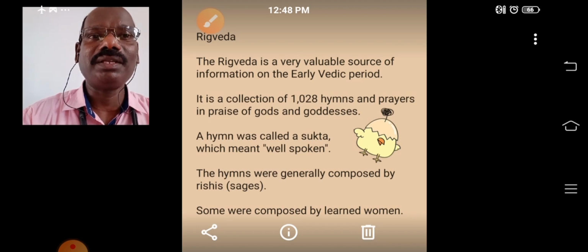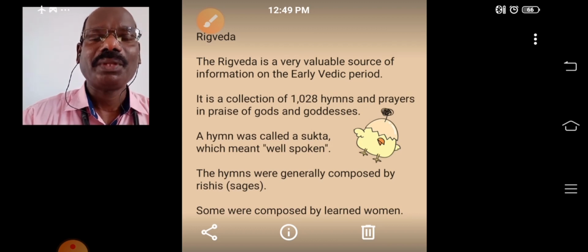Then what is Rigveda? Rigveda is a collection of 1028 hymns and prayers. We are praying to our God. We are praising our God. So these prayers are full of the praise of gods and goddesses.